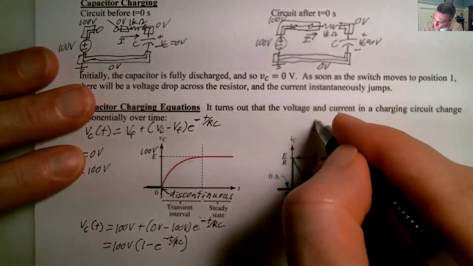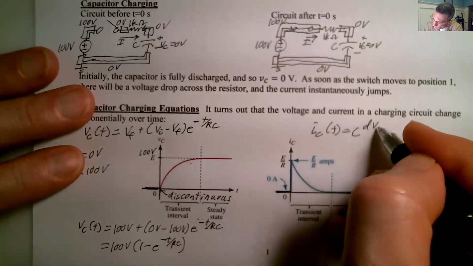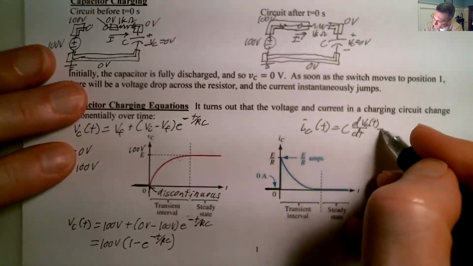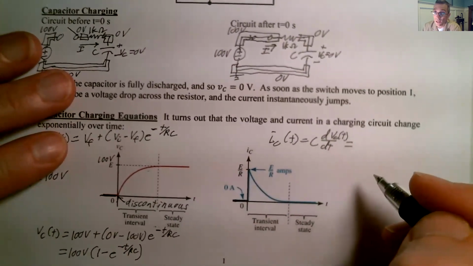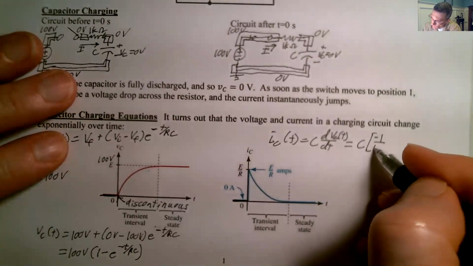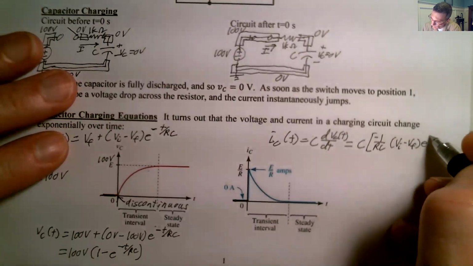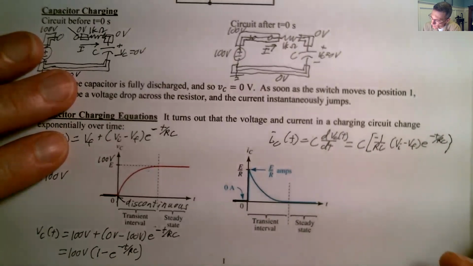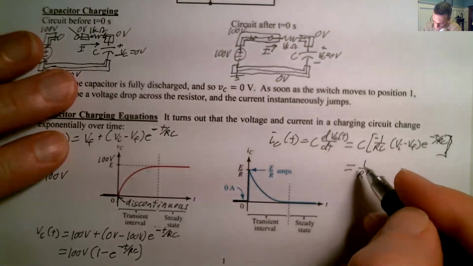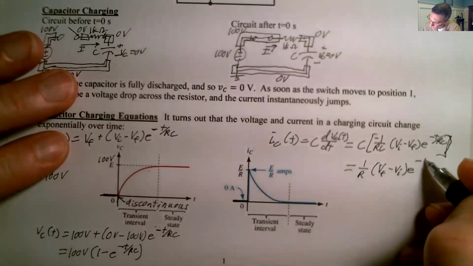Now you can figure out what all this is by saying iC(t) is equal to C dVc/dt, okay? Now, if we do the calculus on that and then figure out the algebra, we'll see C times negative 1 over RC times (Vi minus Vf) e to the minus t over RC. Solving that further, we get 1 over R times (V final minus V initial) e to the minus t over RC.